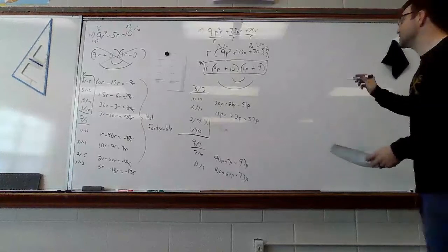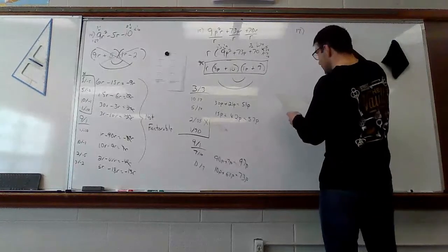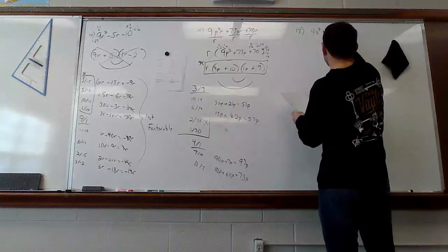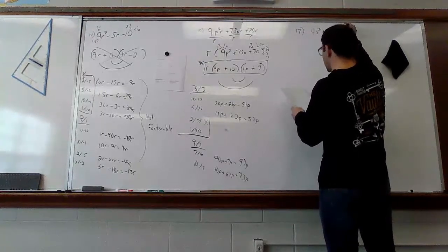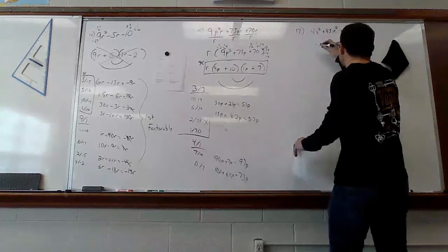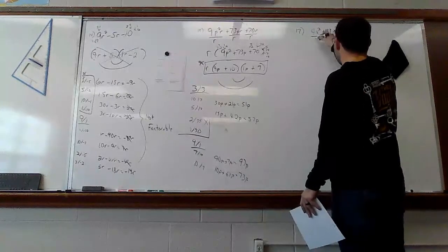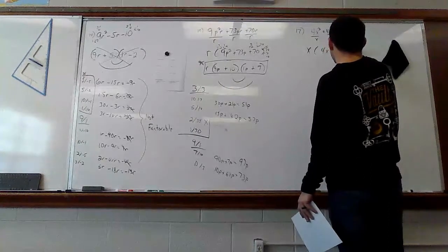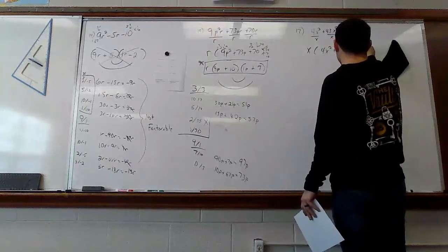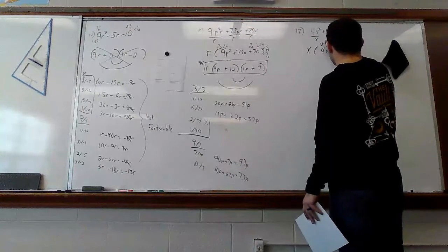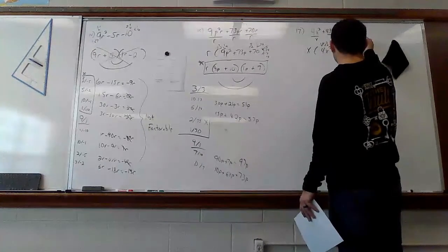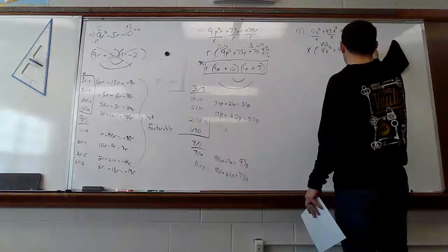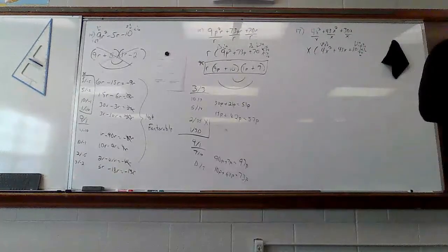So number 17, 4x to the third plus 43x squared plus 30x. Okay, I can factor out my x. So I have x, 4x squared plus 43x plus 30. 1 and 4, 2 and 2. 1 and 30, 2 and 15, 3 and 10, 5 and 6.